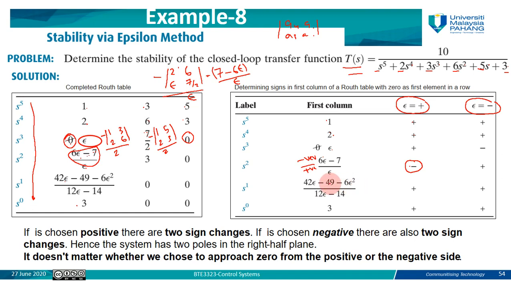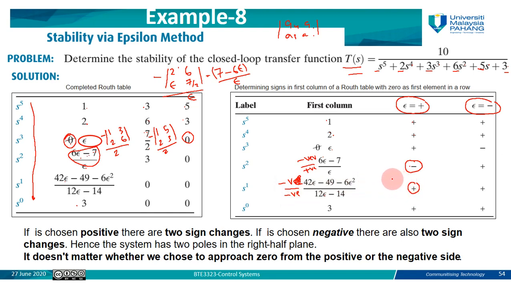Why? The numerator here will be a negative value, because we have negative 49 and negative 6 times epsilon square, so all of this becomes negative. Whatever the value is, it is negative. Then how about the denominator? This is a small positive value times 12, and negative 14. For sure negative 14 is greater than 12 epsilon, because epsilon is very small. That means the denominator is also a negative value. If the numerator is negative and the denominator is negative, then negative over negative will give you a positive sign.